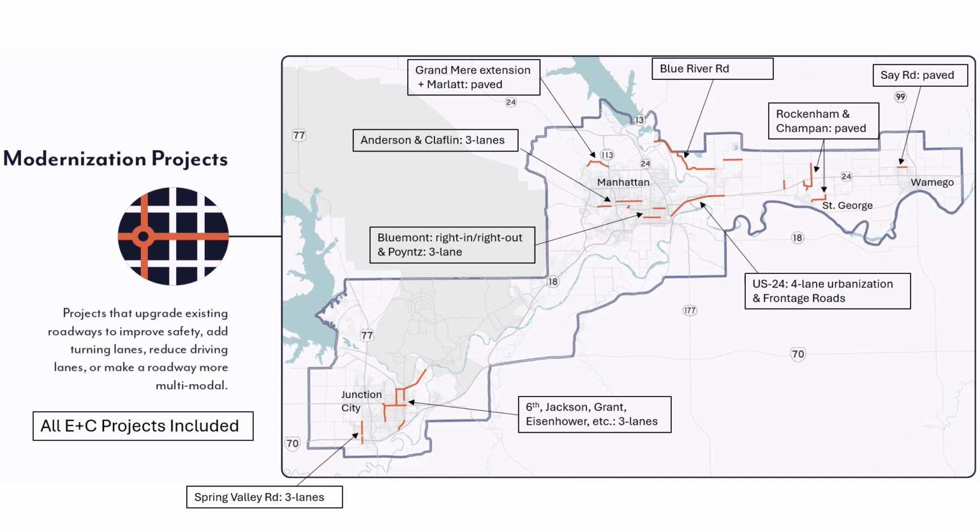the 3-laning of Claflin Road west of K-State's campus, 3 lanes on Points Avenue, and Anderson from Reith to Annenberg Park. Bluemont Avenue stays 4 lanes, but becomes right in, right out only at 5th, 8th, 9th, and 10th Streets, improving safety and vehicle flow. In Pottawatomie County, US 24 stays as 4 lanes, but the planned frontage road network would be completed. Blue River Road and sections of Rockingham Road and Chapman Roads will also be upgraded to paved roadways.